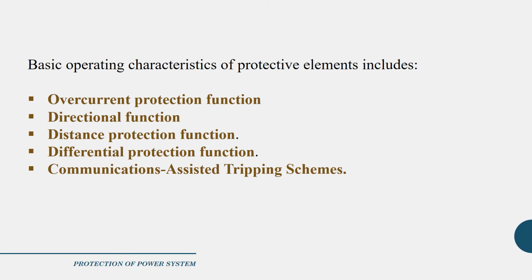Talking about the basic operating characteristics of protective elements, these include overcurrent protection, directional protection, distance protection, differential protection and communication assisted tripping schemes. Overcurrent protection function: in this, the overcurrent element operates or picks up when the input current exceeds a predetermined value. For the directional function, the element picks up for faults in one direction and remains stable for faults in the other direction. Means it will be determining the power flow, and with the help of the direction of that power flow, it will operate.